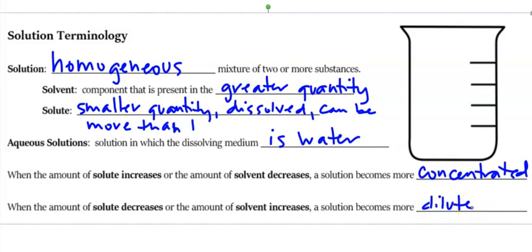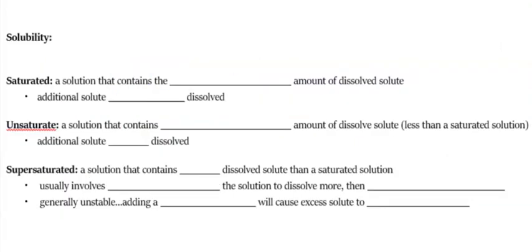So typically in these two cases, this is easier to do when we're trying to make something more concentrated. It's easier to add more solute. When you want to make something dilute, usually we add more solvent, like you'd add more water to make something more dilute. To make something more concentrated, we'd add more of, let's say, our sugar, whatever it is that's being dissolved.